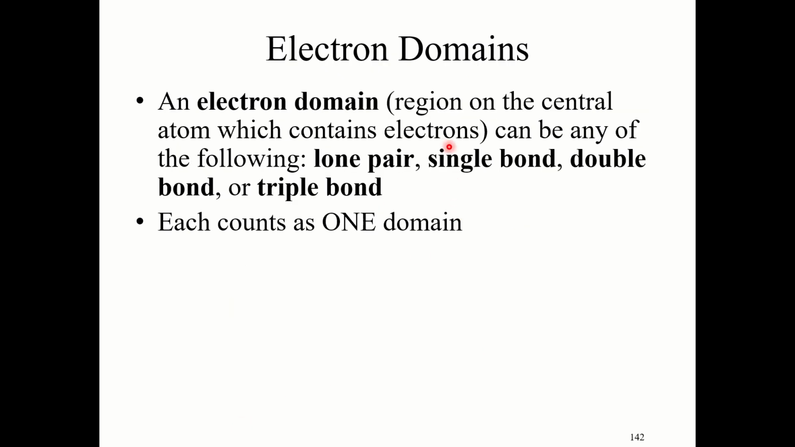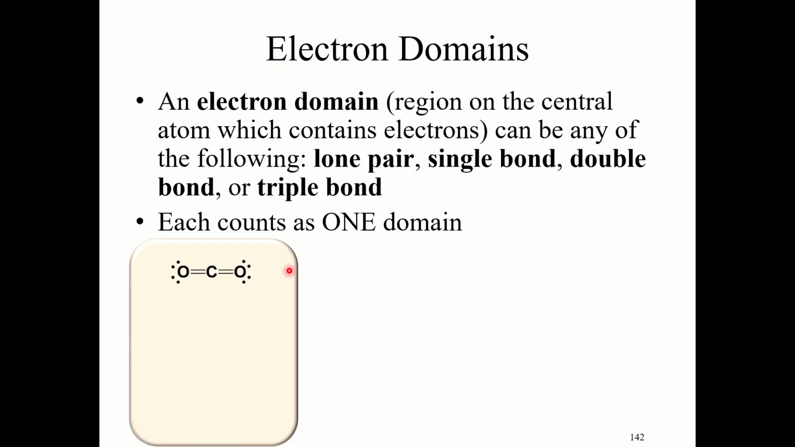An electron domain can be any of the following: a lone pair, a single bond, a double bond, or a triple bond. Each counts as 1 domain. Double bonds do not count as 2. Triple bonds do not count as 3. Each of these counts as 1 electron domain.